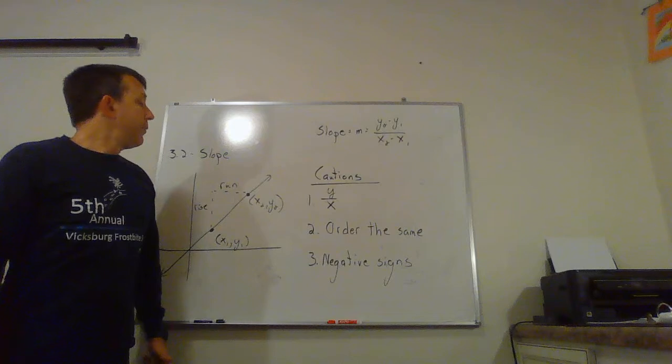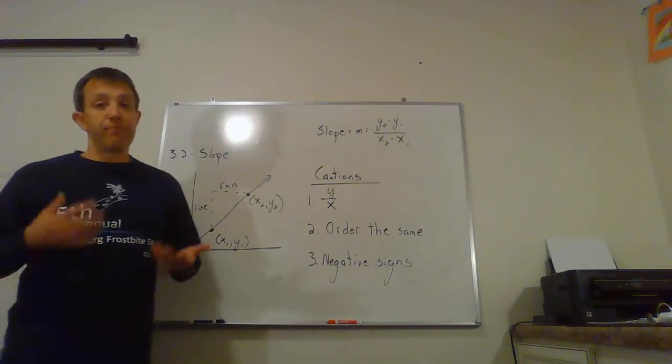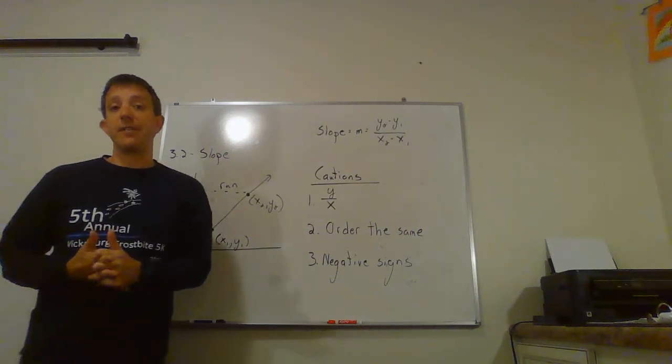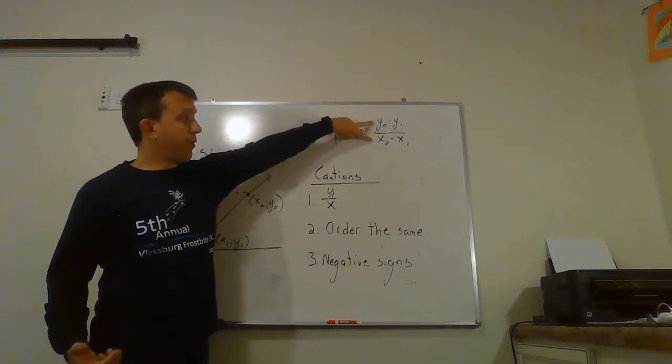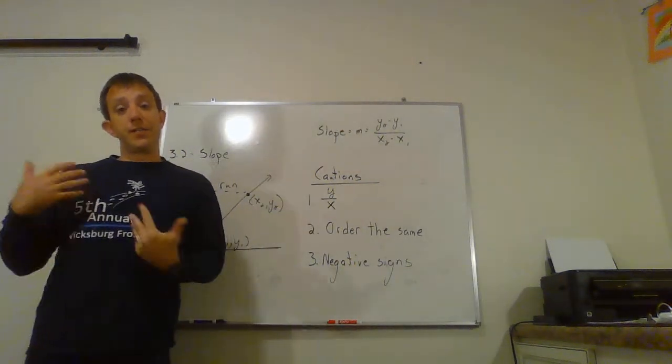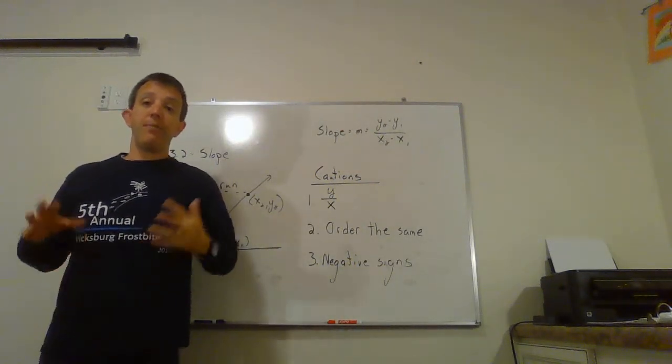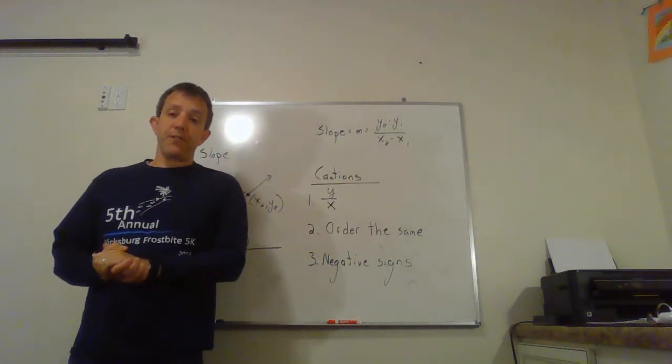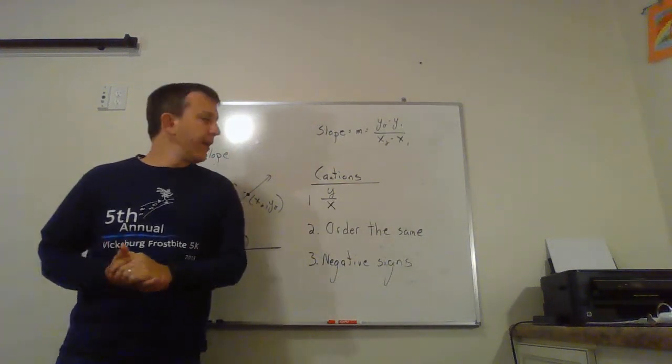Okay, so please be careful. Honestly, one of the most common mistakes is I get this whole formula just upside down. The x coordinates are on the top, the y's are on the bottom. You end up with the reciprocal of the answer you want. That's bad. Let's not do that.